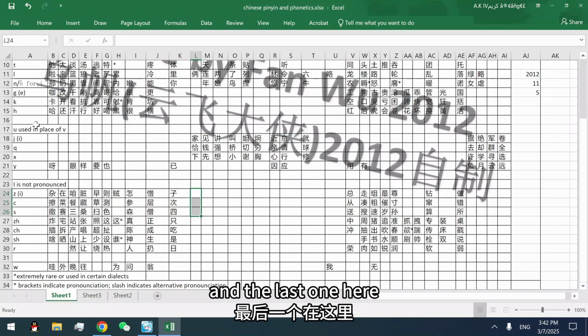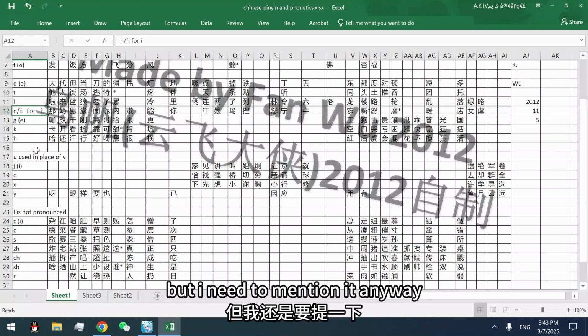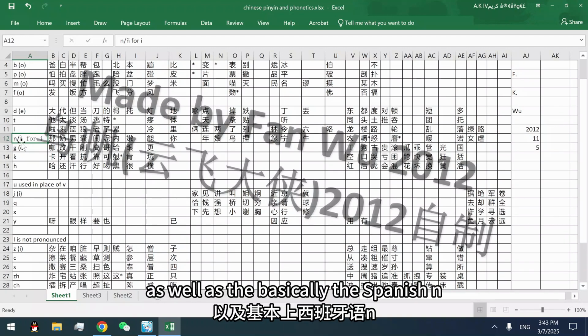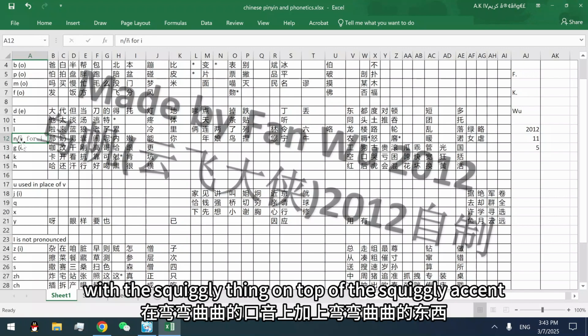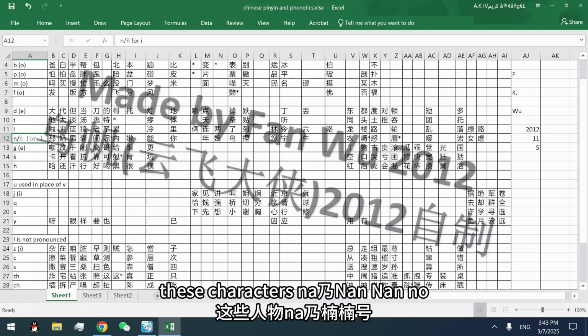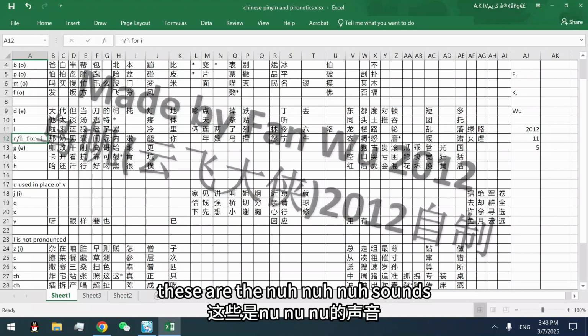And last one here, I don't think it's necessary to make any changes, but I need to mention it anyway. We have the regular N for Mandarin, as well as the basically the Spanish N with the squiggly accent on top of it. Just listen to these characters: na, nai, nan, nang, no, nu, nei, nen, neng. Okay, these are the n sounds.